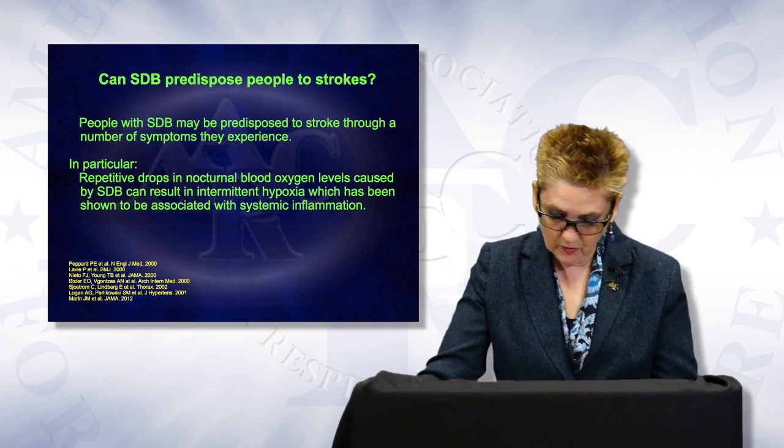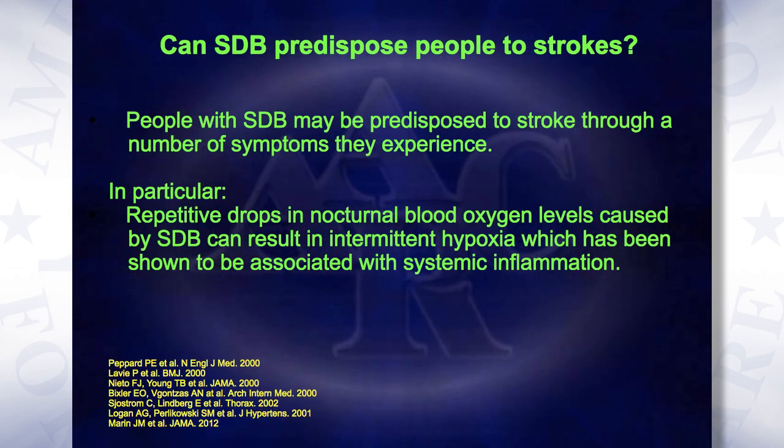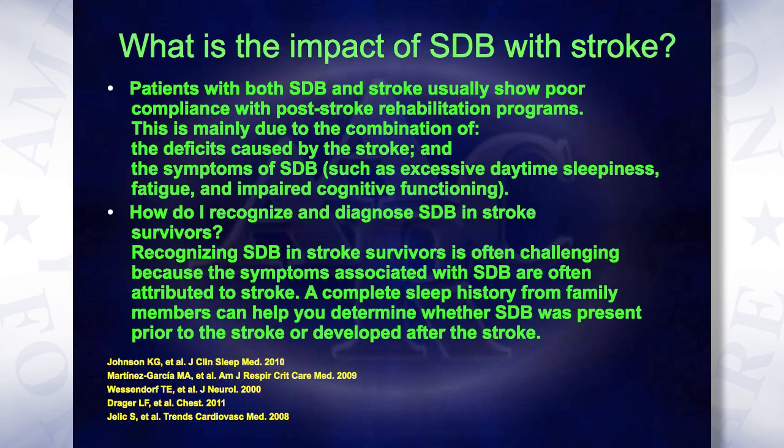People with sleep disordered breathing may be more predisposed to stroke through a number of symptoms they experience. They can have that repetitive drop in nocturnal blood oxygen, and that can cause hypoxia, and that can be shown to be part of, as we talked about before, the systemic inflammation. So what impact does sleep disordered breathing have on stroke then? Patients that have both sleep disordered breathing and stroke usually show poor compliance.